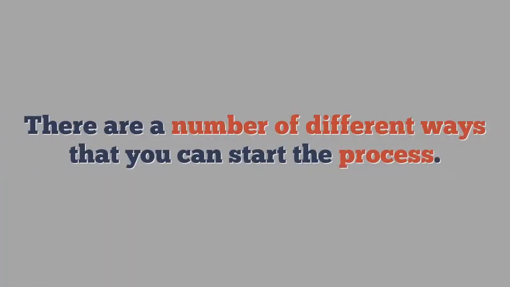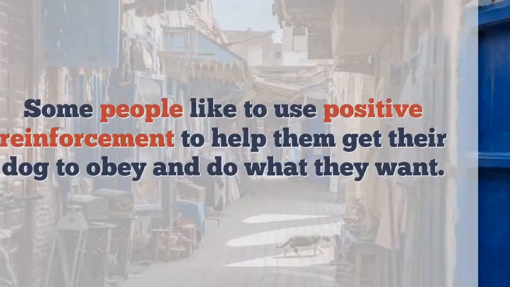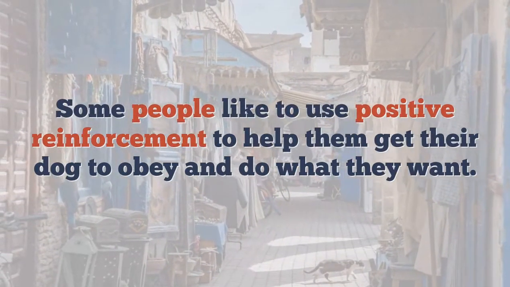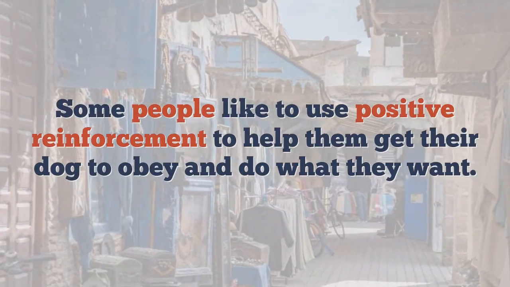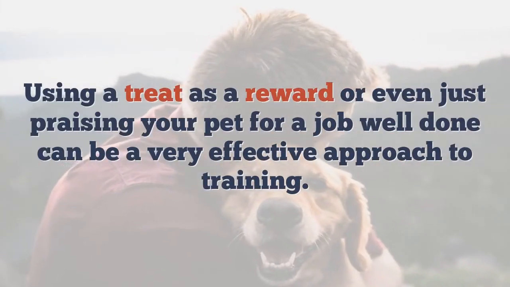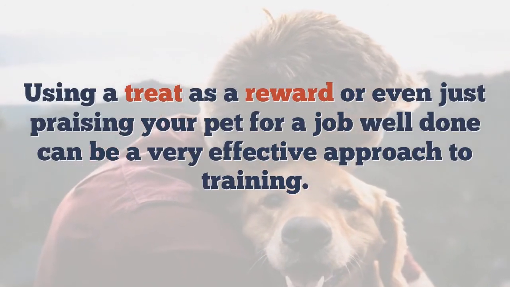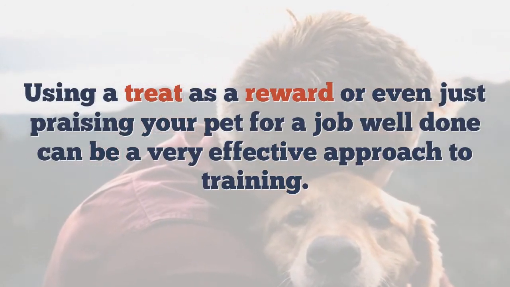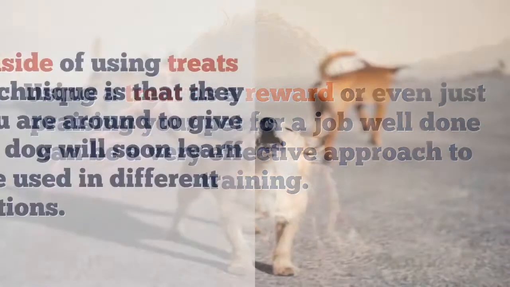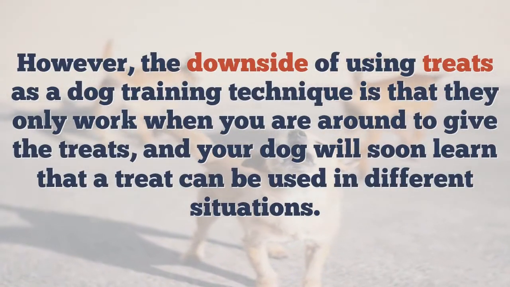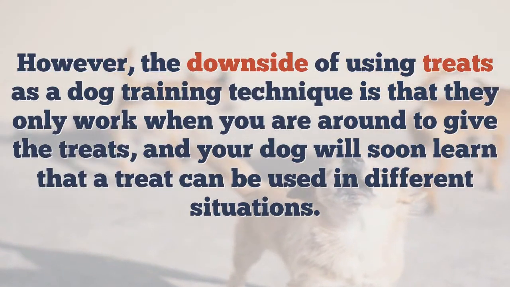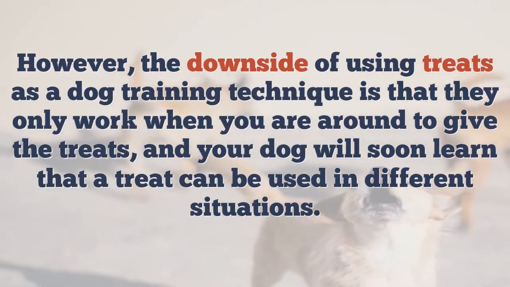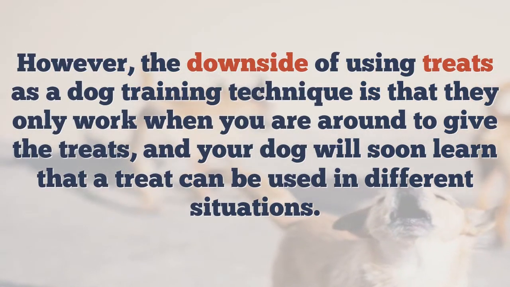There are a number of different ways that you can start the process. Some people like to use positive reinforcement to help them get their dog to obey and do what they want. Using a treat as a reward or even just praising your pet for a job well done can be a very effective approach to training. However, the downside of using treats as a dog training technique is that they only work when you are around to give the treats, and your dog will soon learn that a treat can be used in different situations.